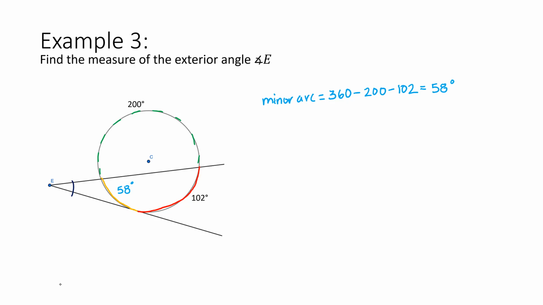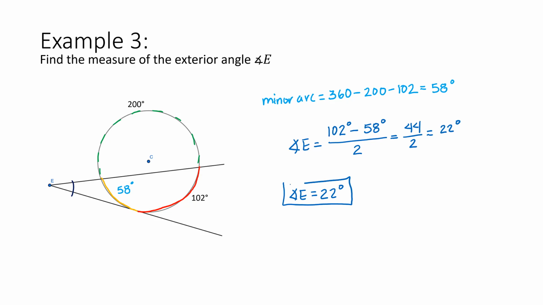Now that we have the major and the minor arcs, we can find angle E by applying the theorem. The exterior angle equals the major arc, 102 degrees, minus the minor arc, 58 degrees, which is 44, over 2 gives us 22 degrees. So angle E equals 22 degrees. Great, now let's see example 4.